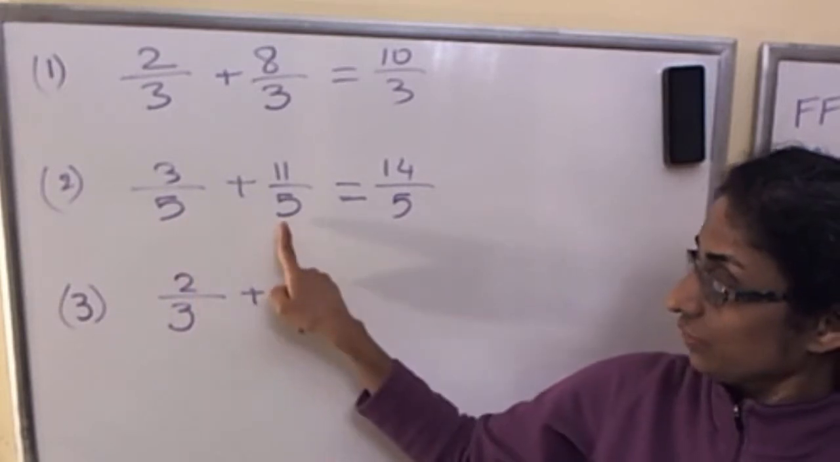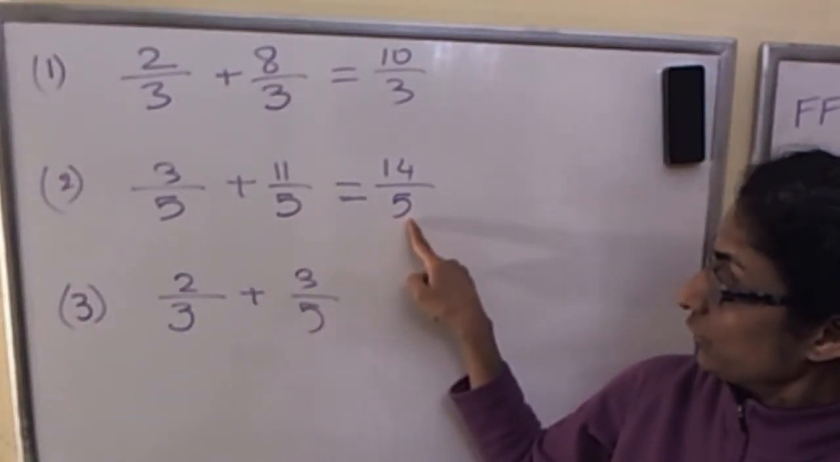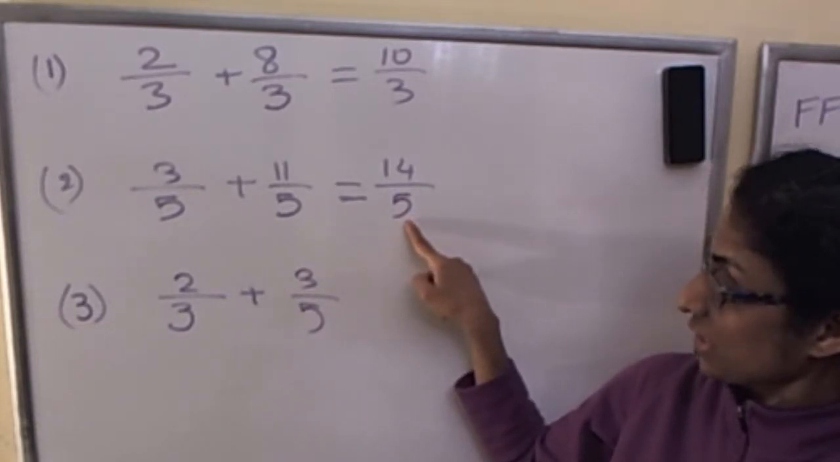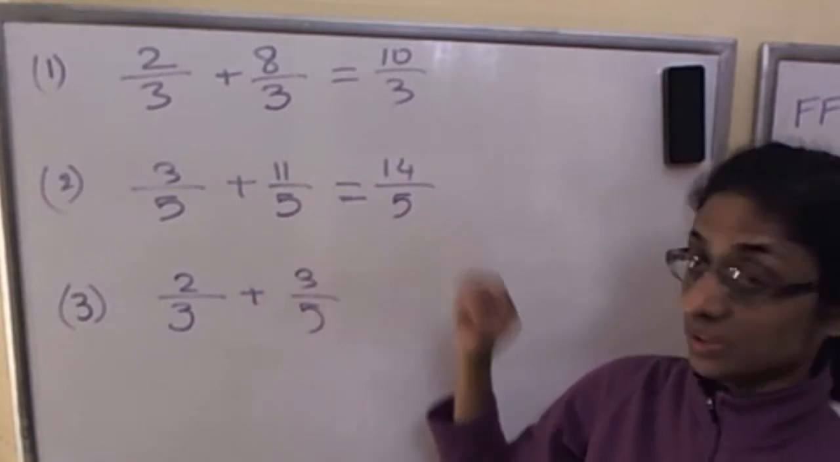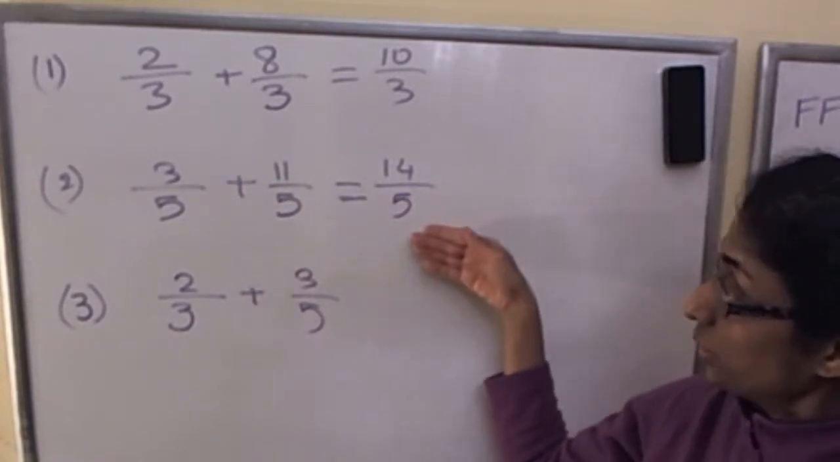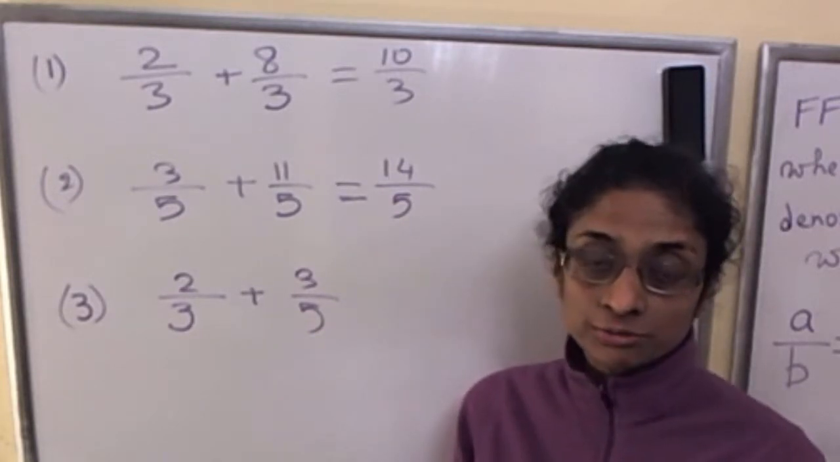We are adding fractions with the same denominator of 5. The sum is also a fraction with the same denominator of 5. The numerator 14 is simply 3 plus 11. Now remember the whole story of this. How did we define addition of fractions?